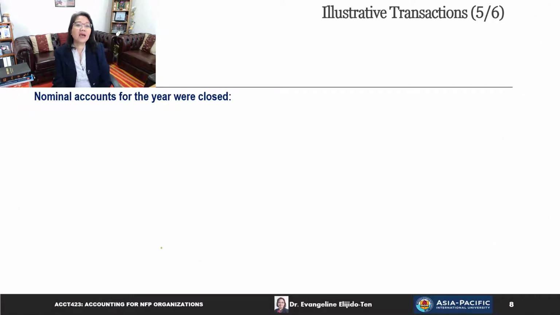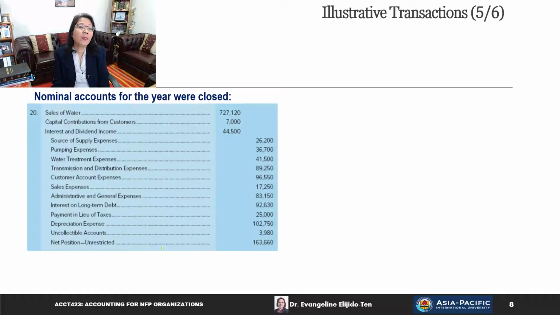All right, now we are going to the closing entries. Just like in profit-oriented businesses, we close the nominal accounts, not the real accounts. So we don't close real accounts like assets, liabilities, and the equity account. What we are closing are the nominal accounts, the expenses, and the revenue accounts. So the main revenue is the sales of water, right? So it will have a credit balance because it's revenue. To close it, we'll need to debit it.